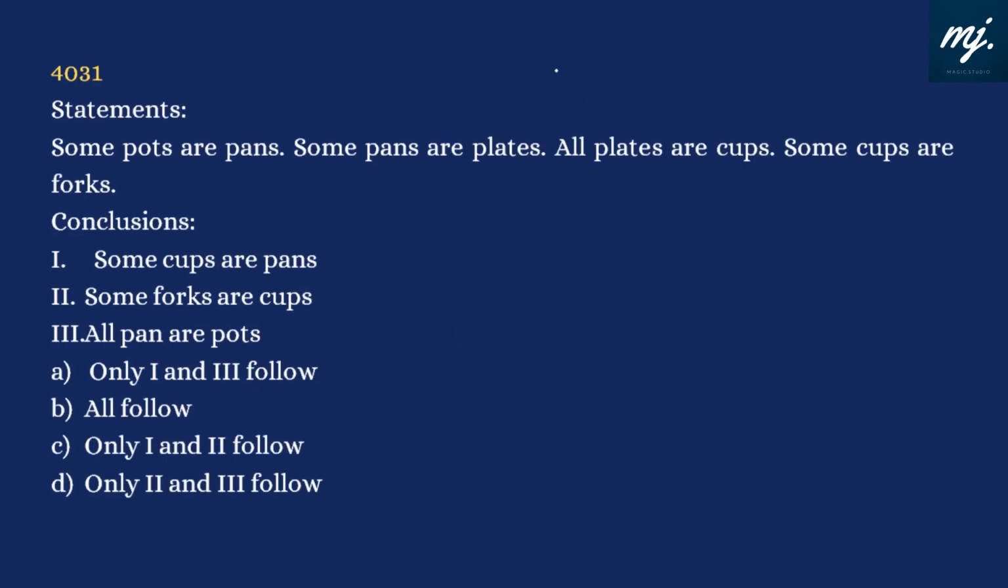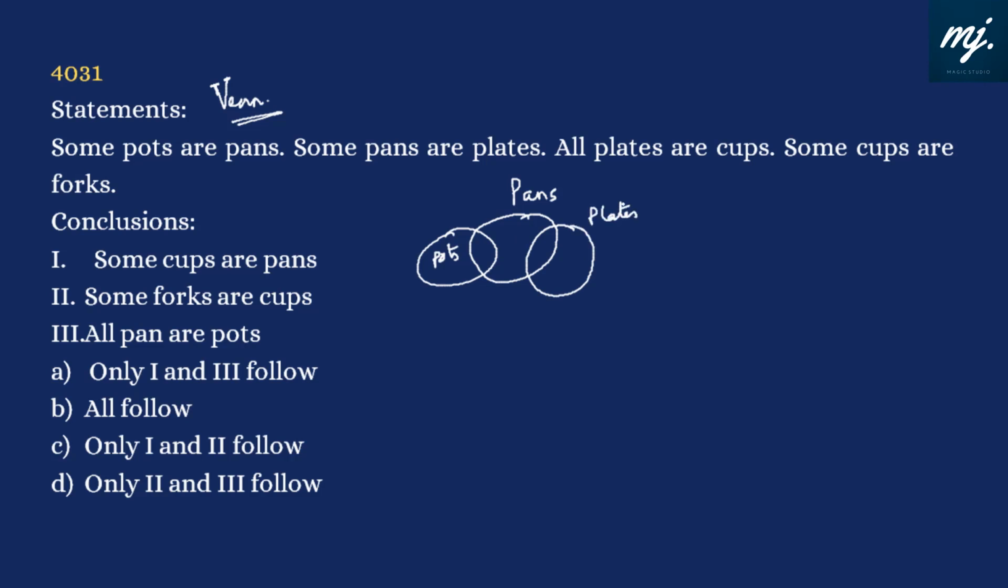Okay, the next one is from deductive logic syllogisms, and the best way out, which I adopt, is using Venn diagrams and then finding the solutions. Some pots are pens. So we have pots and some pots are pens. Some pens are plates. We can have many types of Venn diagram, but one Venn diagram is enough to give us the conclusion which we are looking for.